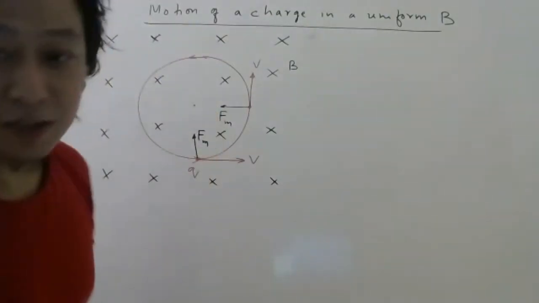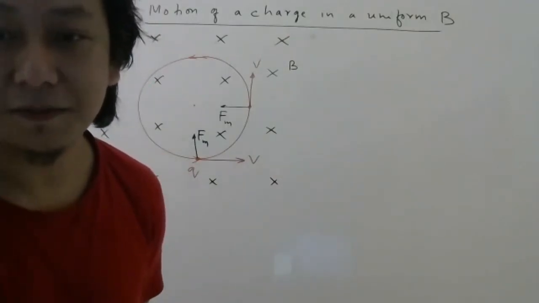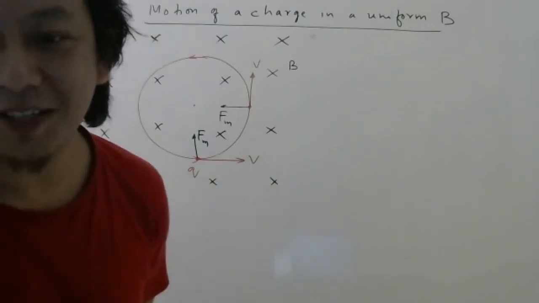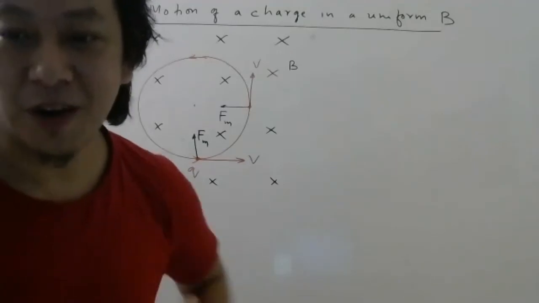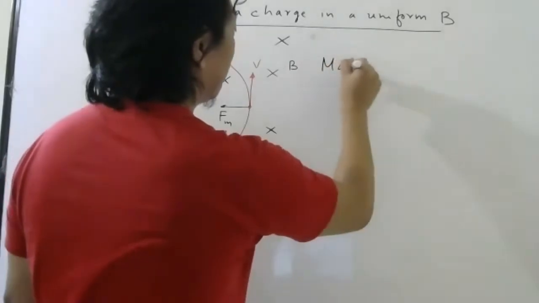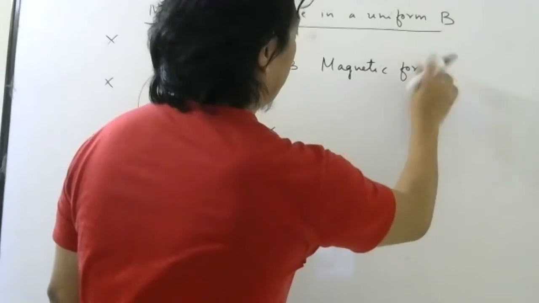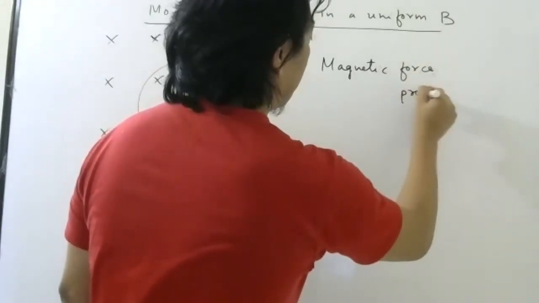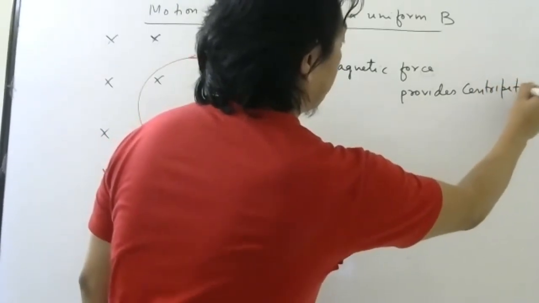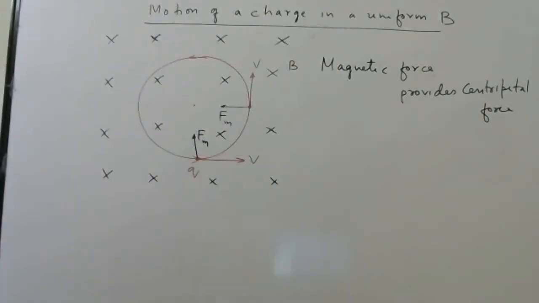So here, can you tell me which force is providing centripetal force? That force will provide which is towards the center. Check which force is towards the center. Fm. But what is the name of Fm? Magnetic force. So magnetic force provides centripetal force. Magnetic force provides centripetal force.